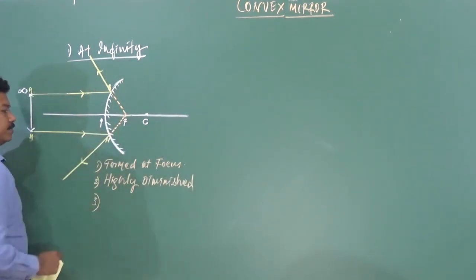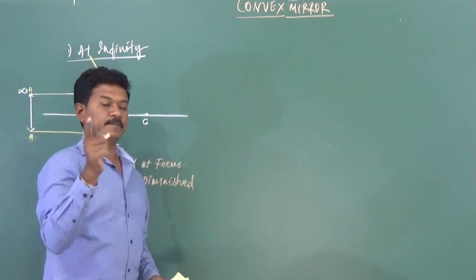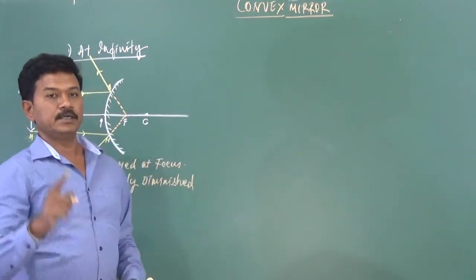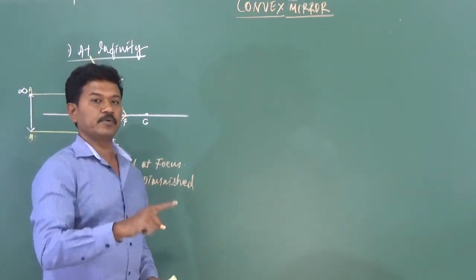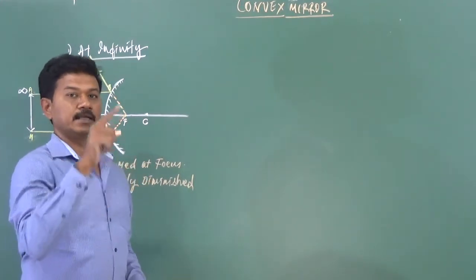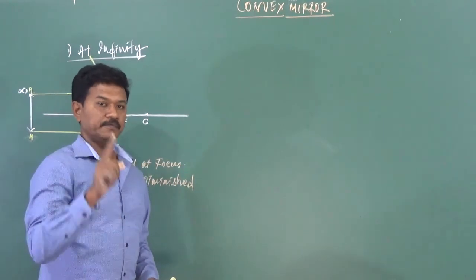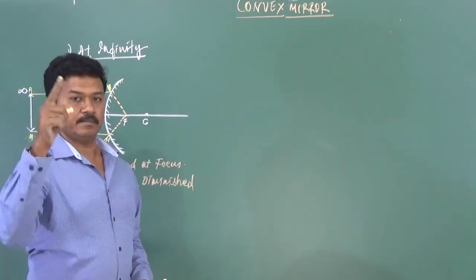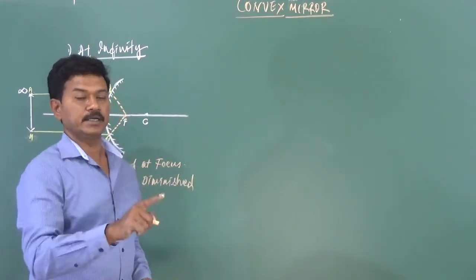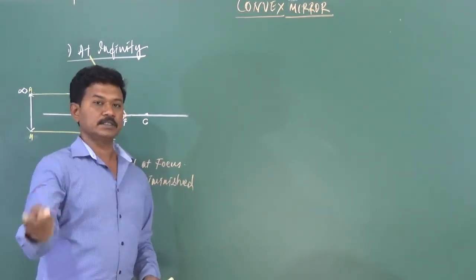So third point: what is the nature of the image? Whether it is real or virtual. We know the rules of image formation. If two light rays meet at a point after reflection from the mirror, we say that a real image is formed at that point and it is inverted. So I will repeat this. If after reflection from a mirror the two light rays actually meet at a point, then the image formed at that point will be a real image, and real images are always inverted.